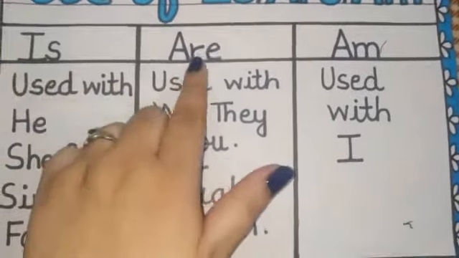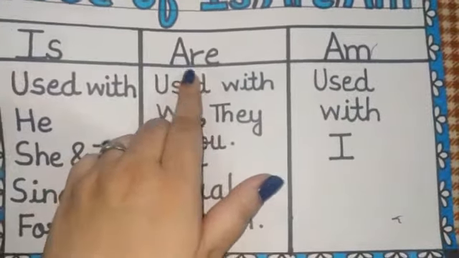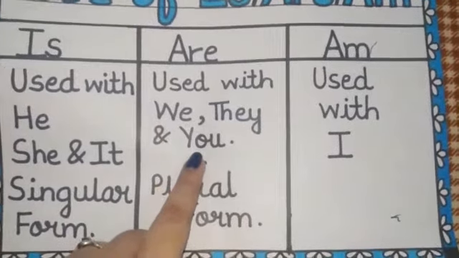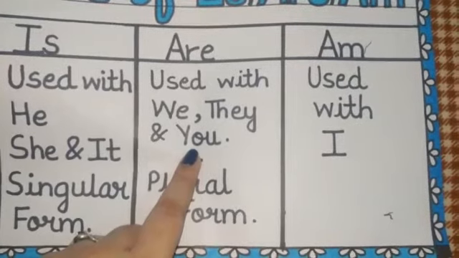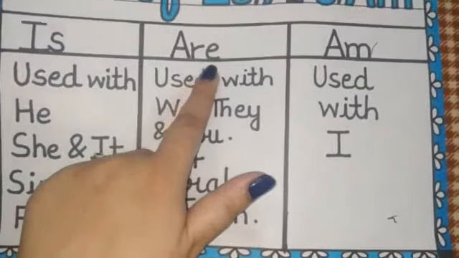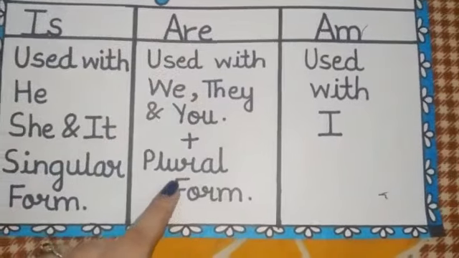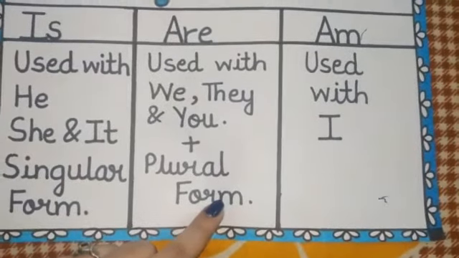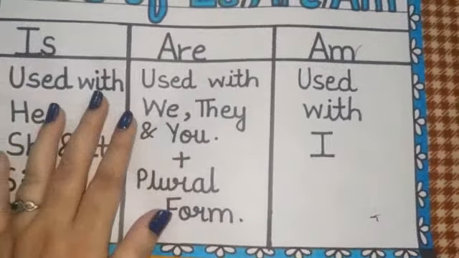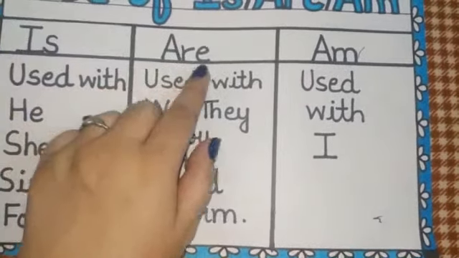Next we have are. Are is used with we, they and you, okay? Whenever we start a sentence with we, they or you, then we use are with it. And with plural form, meaning whenever we are talking about more than one thing, then we use are.